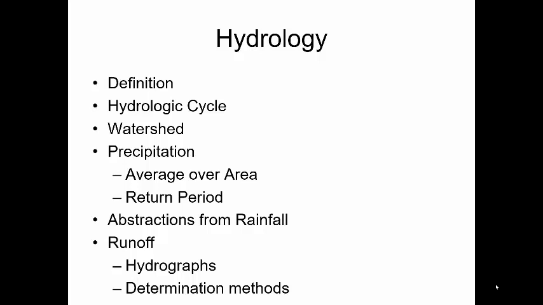As I mentioned, definition, hydrologic cycle, watershed, precipitation, abstractions, and runoff. We're just going to talk a little bit about runoff in this video. In part 2, we'll do the actual hydrographs and unit hydrographs.